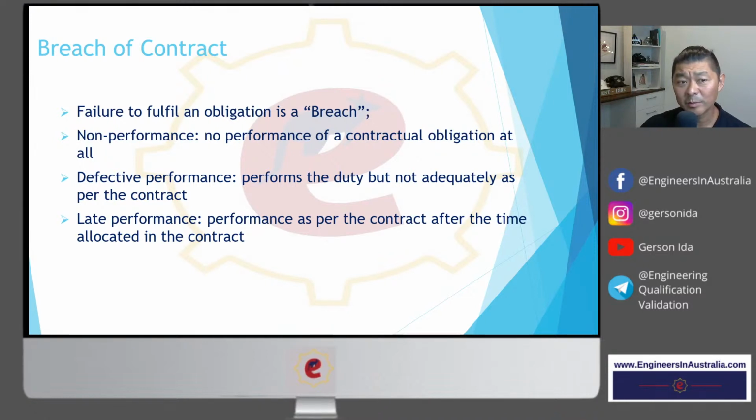In terms of performance, you could still have a defective performance. So you perform the duty, but not adequately as per the contract. So that is a defective performance. Or you could have a late performance, a performance as per the contract after the time allocated in the contract. So let's say that according to the contract, you were supposed to finish one activity by one date, and then you delay that completion, and then you have a late performance.